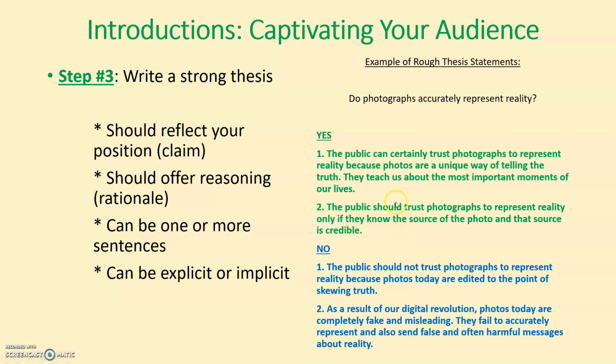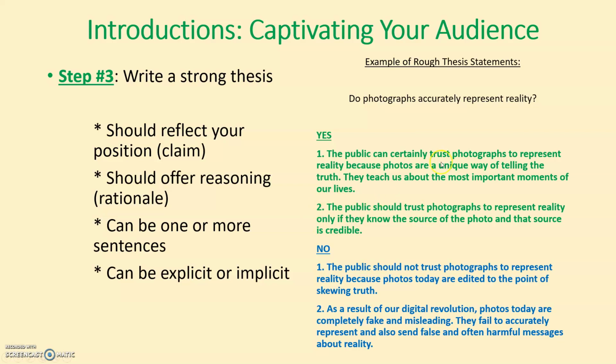Here's another yes to the question of, do photographs accurately represent reality? The public should trust photographs to represent reality. That's my claim. That's my position. Only if they know the source of the photo and that source is credible. So there's actually 2 rationales. Number 1 being that if they know the source, and number 2 being the credibility of the source. So whether the source is identified and whether that identified source is credible. So it's actually a 2 rationale thesis right here.